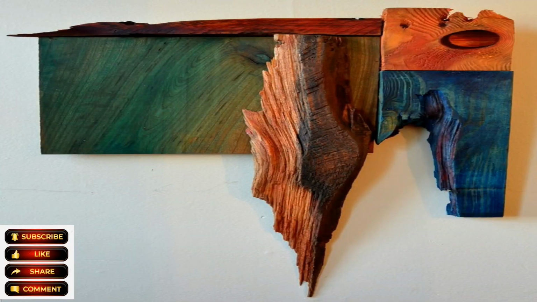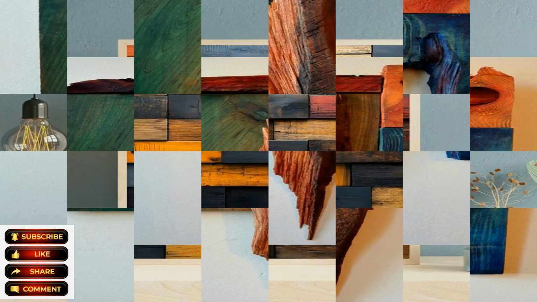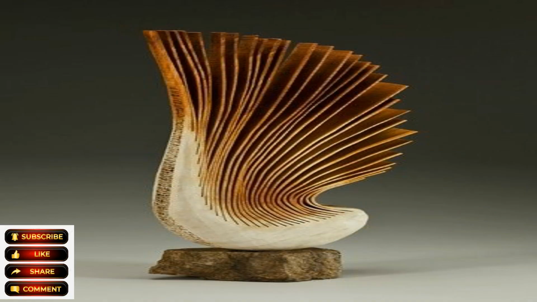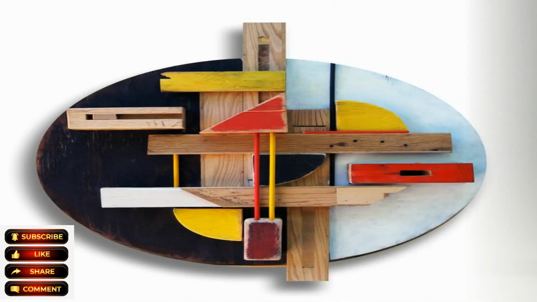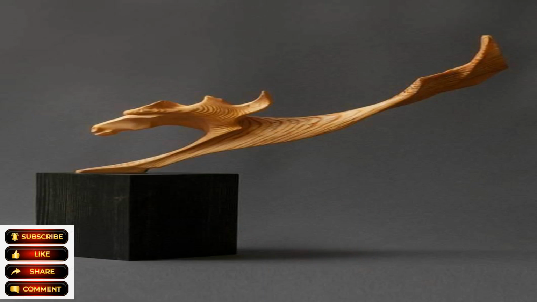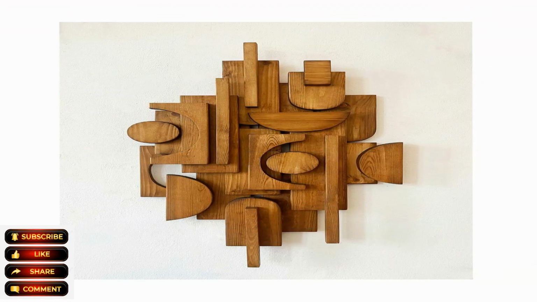5. Be clear and concise. Use straightforward language and avoid jargon. Ensure that each question is easy to understand. 6. Use visuals when possible. If applicable, include images of different wood art styles to help respondents visualize their preferences. 7. Incentivize participation. Consider offering a small incentive, such as a discount or entry into a raffle, to encourage more responses.